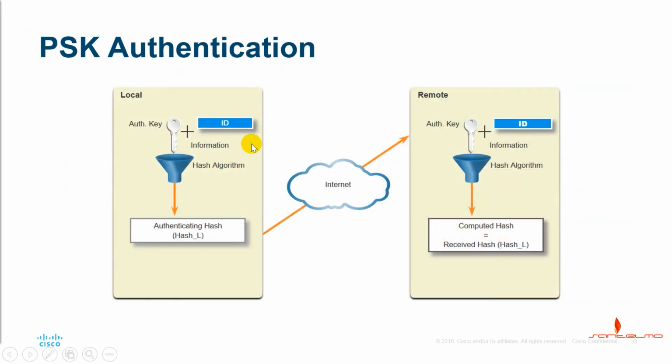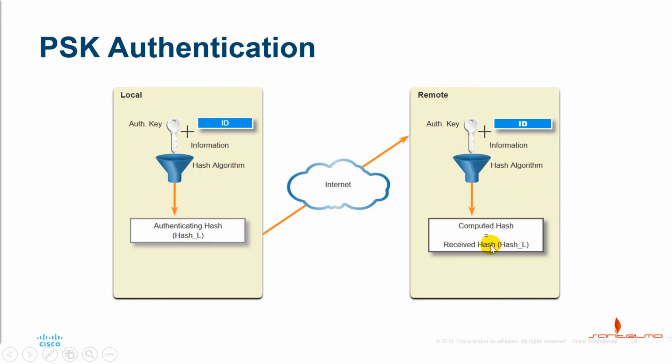Alright? Now, let's have the PSK authentication demo here. The figure shows an example of PSK authentication, or the pre-shared key. At the local device, the authentication key and the identity information are sent through a hash algorithm to form a hash for the local peer. We call it hash L. One-way authentication is established by sending hash L to the remote device. And then if the remote device can independently create the same hash, the local device is authenticated.